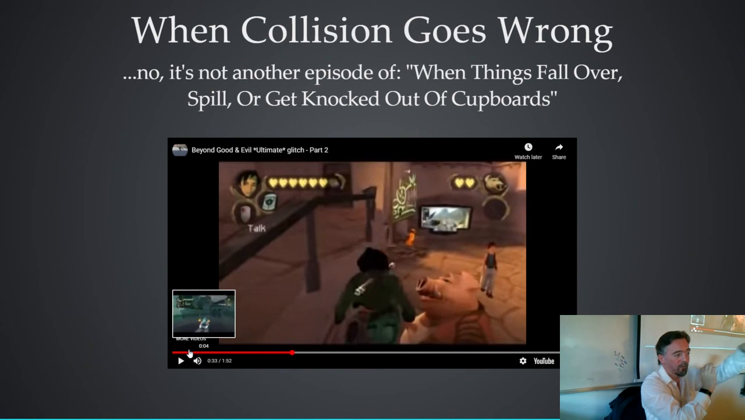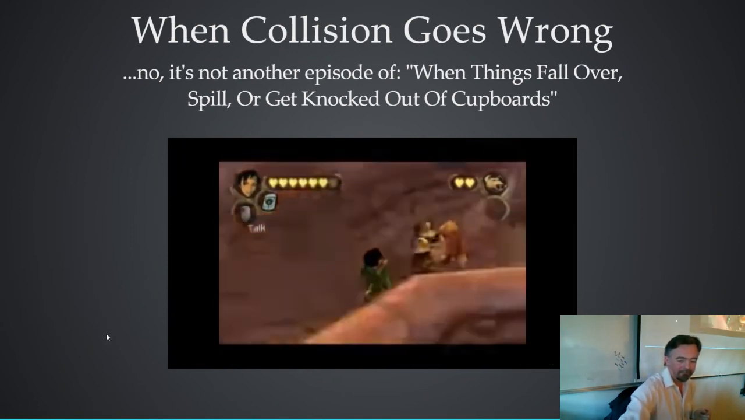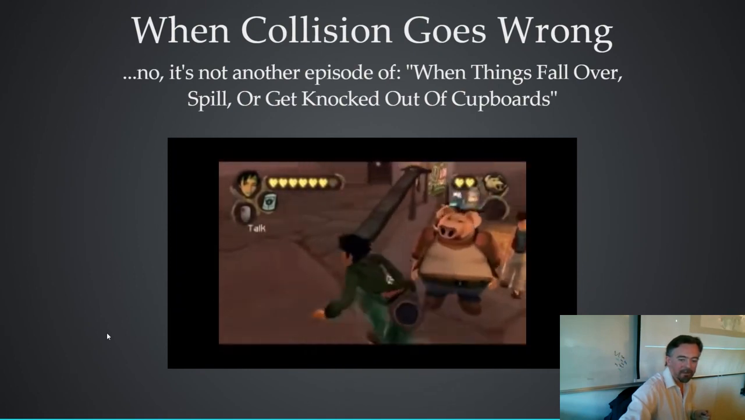So there's no point putting the collision geometry inside that because you can't get there, except when the collision goes a little bit wonky and you do get there, and then you end up in a part of the map that doesn't have enough collision detail. So you'll see in a second.